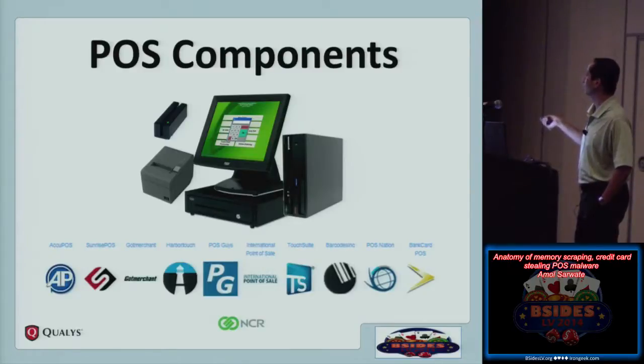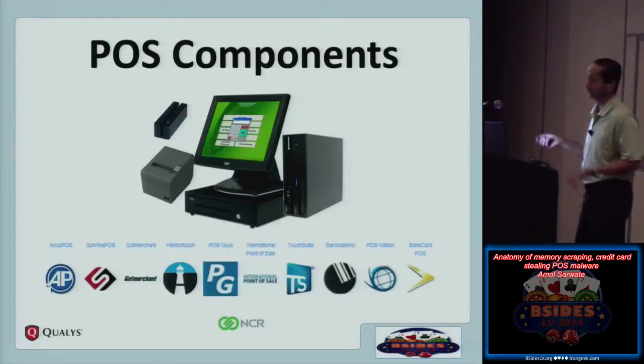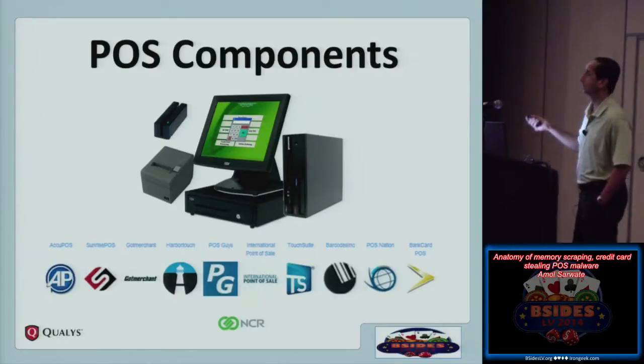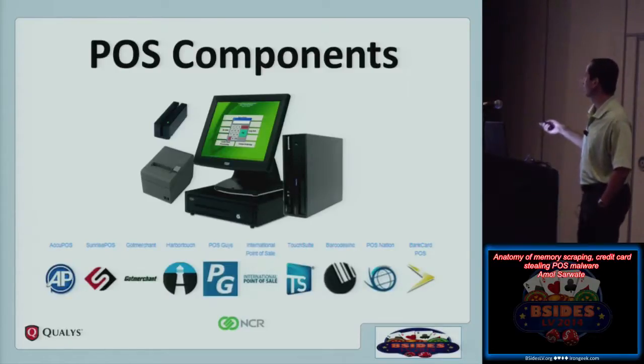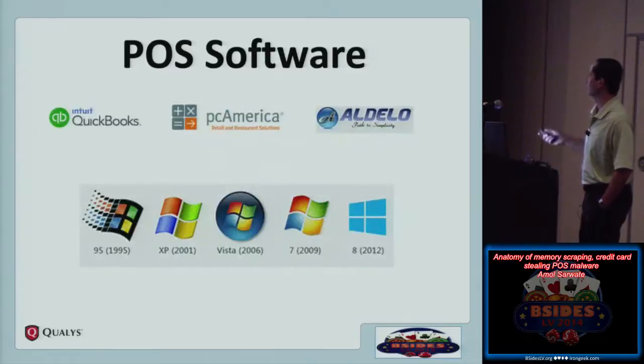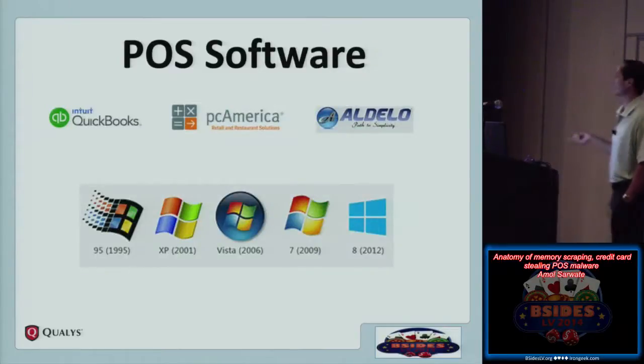Also, one thing missing is a barcode scanner here. So when you bring an item, they scan the item. I didn't get a pretty picture with a scanner in it, but there is also a scanner to scan your items. And so this is what a typical system looks like. Also what it has inside is the POS software, or point of sale software.